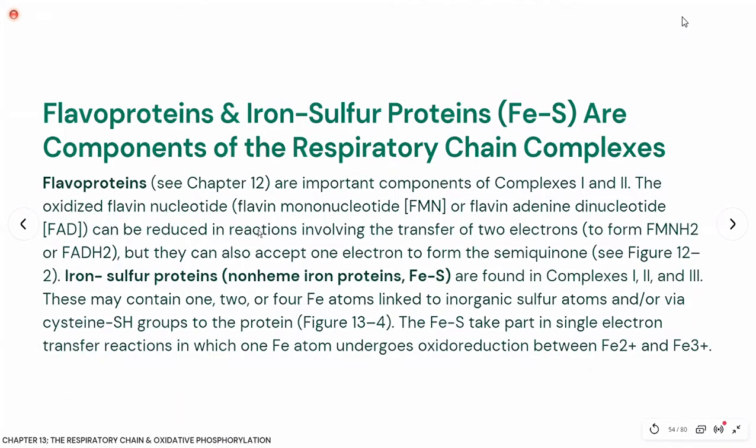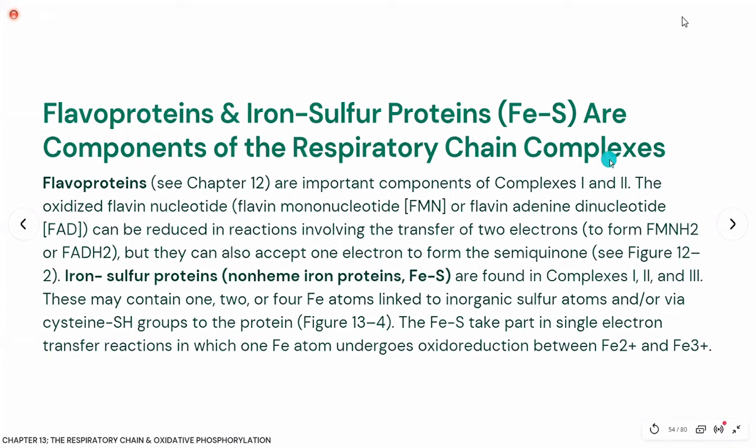Okay, so the flavoproteins, complex 1, is with what we call iron sulfur proteins. Iron sulfur proteins. Iron and sulfur. Components of respiratory chain complex, in complex 1 and complex 2.